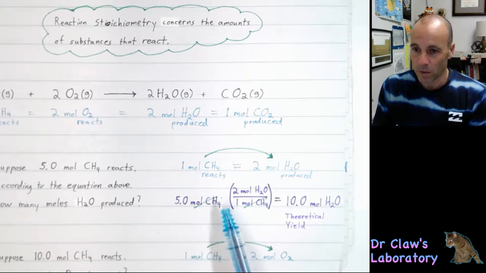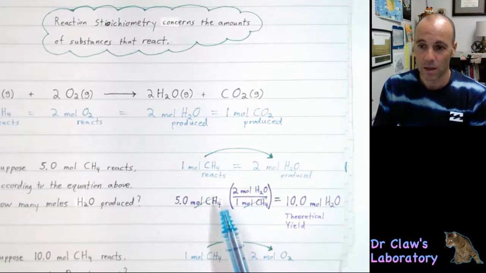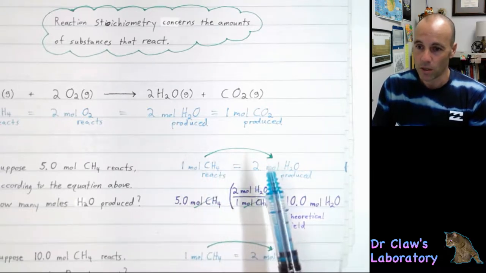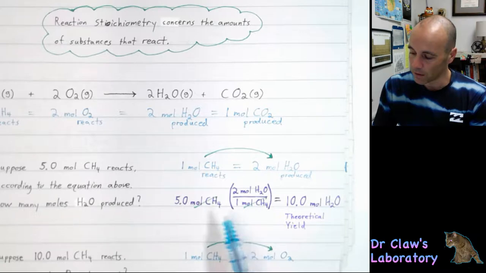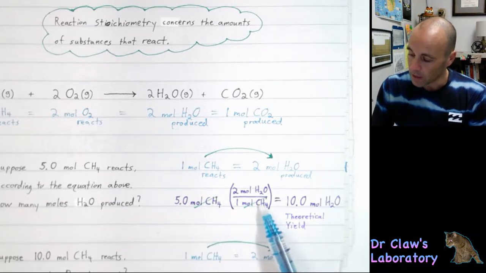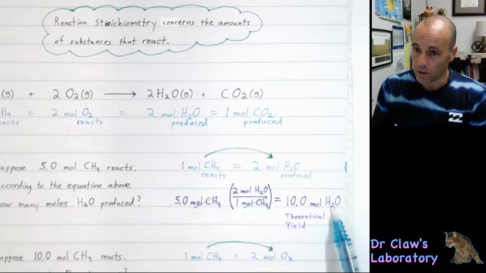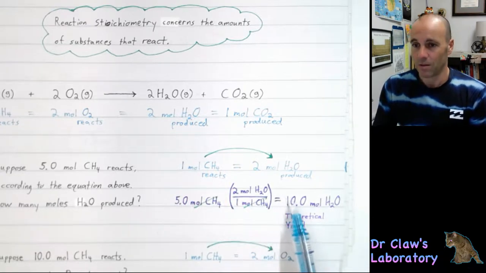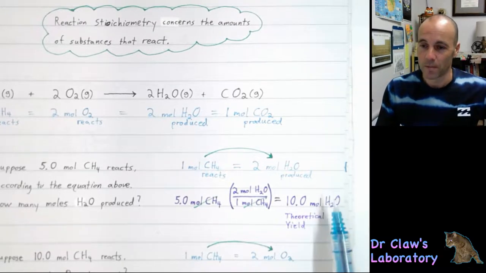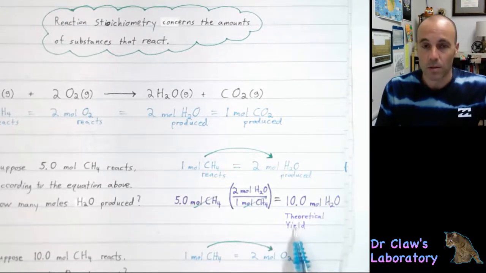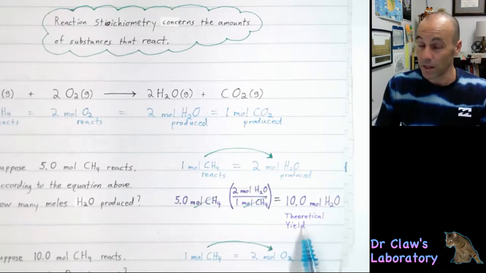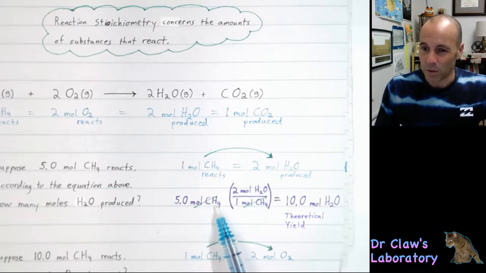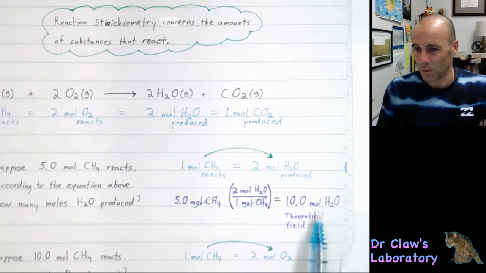So you take your 5 moles of methane, and you know that 1 mole of methane equals 2 moles of water. So you use this equality to build your conversion factor, and then the moles of methane cancels, and you're left with moles of water as your unit, and then the numbers multiply together to be 10, okay? So the answer is 10 moles of water. And I would call this the theoretical yield. Okay, we haven't done the experiment, but you know, theoretically, if you react 5 moles of methane, you ought to get 10 moles of water, okay?